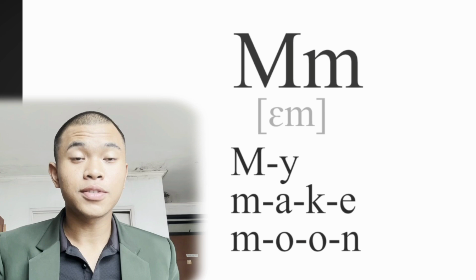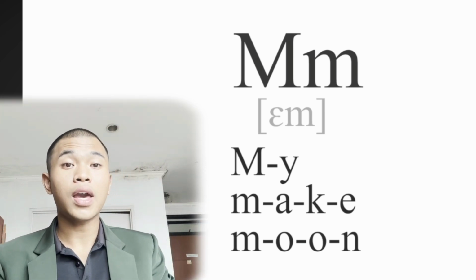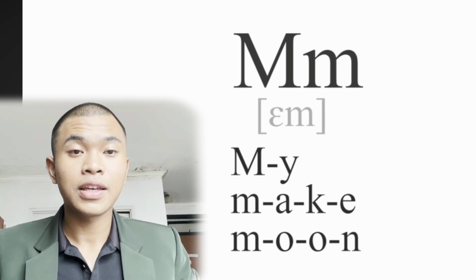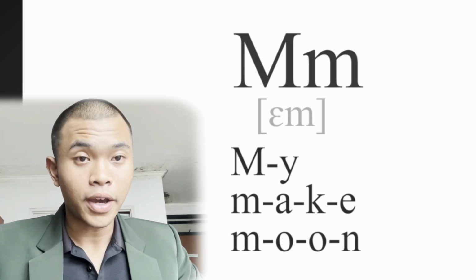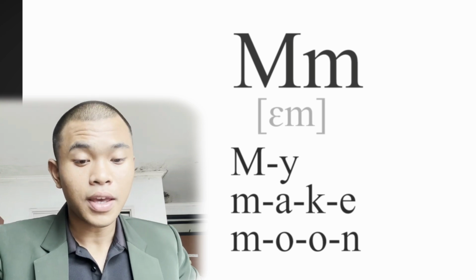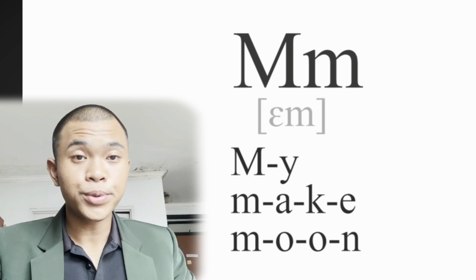The big one, it sounds like M. The small one, it sounds like M. The IPA pronunciation, it sounds like M. The example of word: my, M, Y. Make, M, A, K, E. Moon, M, O, O, N.